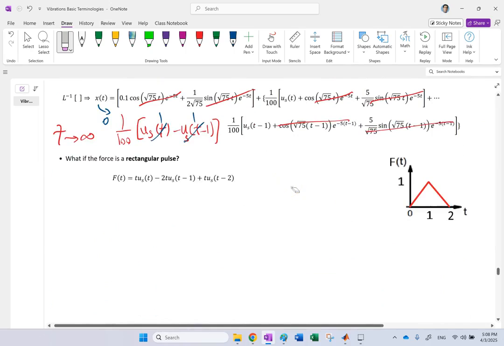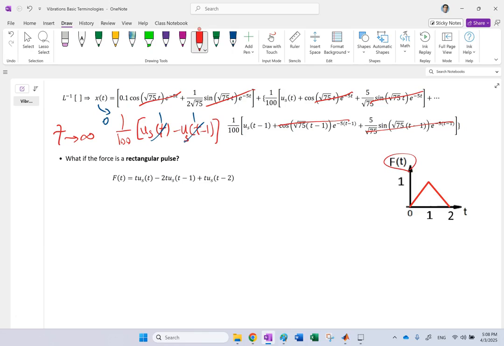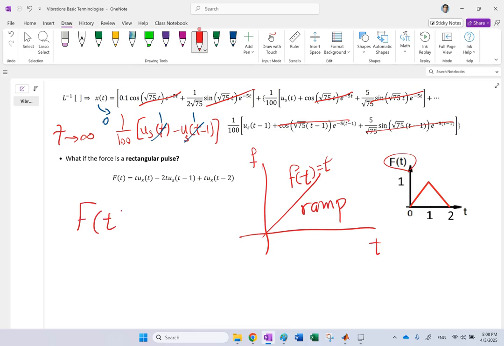Well, the answer is, again, similar. Can you write this f in terms of primitive functions like step function or, in this case, a ramp function? Ramp is a function that starts at, so if this is f versus time, it's just f of t equal t. This is called a ramp function, a linear function. Can you make that triangle with the ramp function? If you do, you know that the Laplace of the ramp function is 1 over s squared.